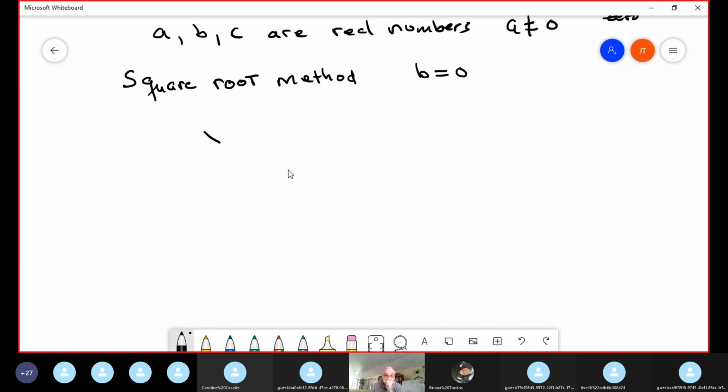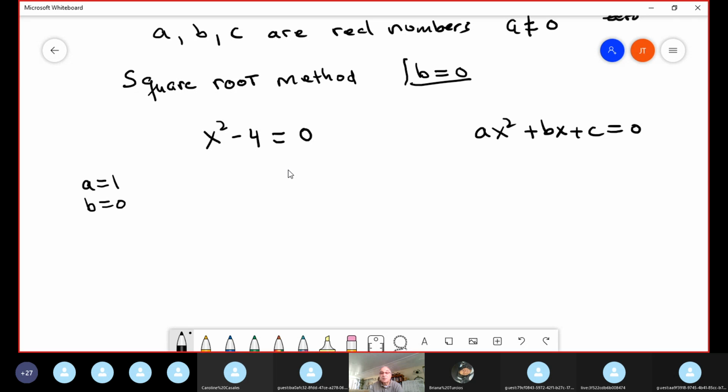Suppose x squared minus 4 is equal to 0. We compare. Look, ax squared plus bx plus c equals 0. This is the general form. It's obvious in this specific example, a is 1, because the coefficient here is 1. b is 0. Wow, b is missing. That is the reason I prefer using the square root method.